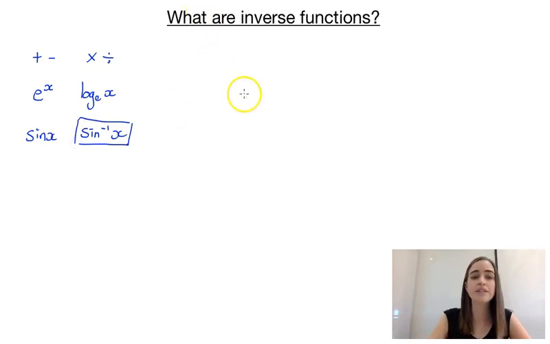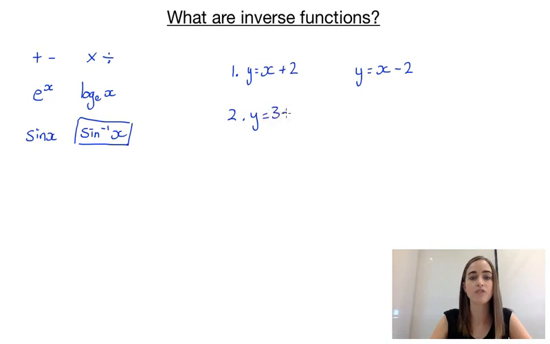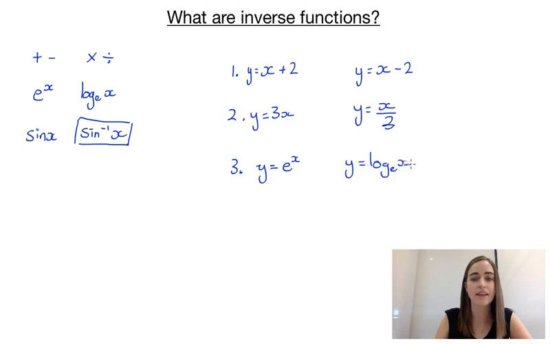So I want to have a look at some examples of inverse functions, and later we'll look at how we found them. Our first example: if our original function was y equals x plus 2, then our inverse would be the opposite, which would be x minus 2. A second example might be if we had the function y equals 3x, then its inverse, the opposite, would be y equals x divided by 3 instead of multiplied. And the third one we've already talked about a little bit, but we're going to have a look at what it looks like graphically. If we've got y equals e to the power of x, then its inverse would be log to the base e of x.